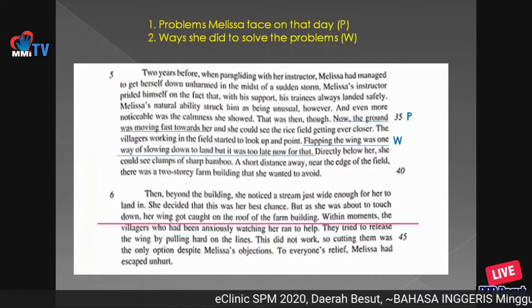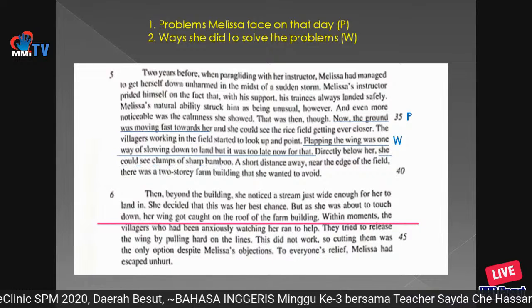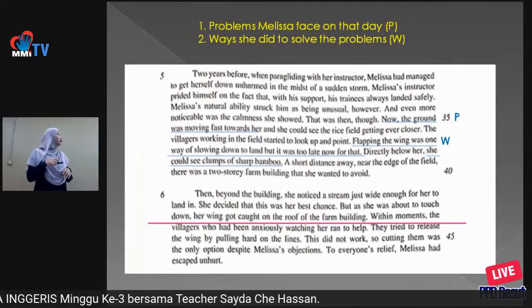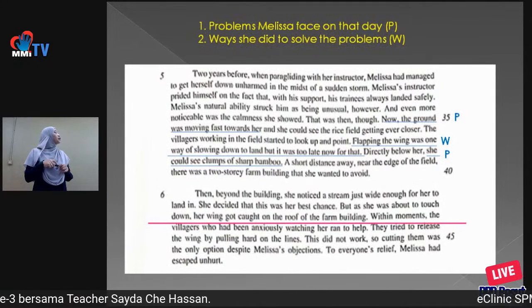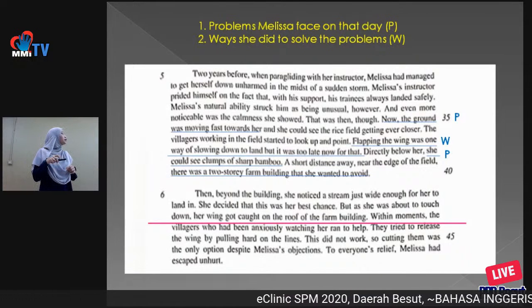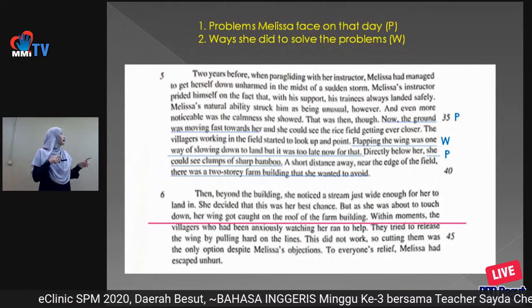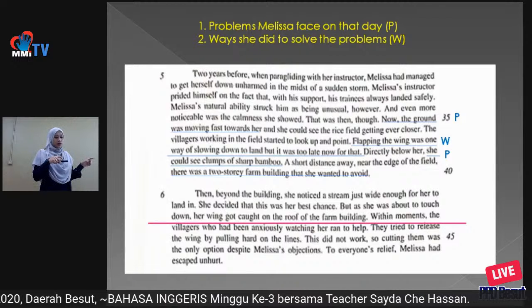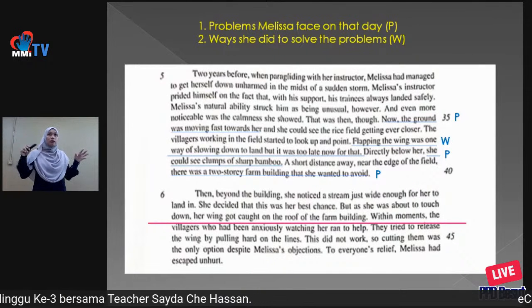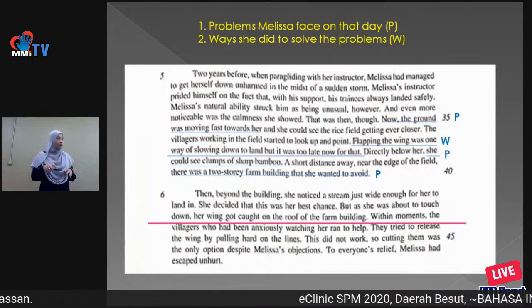Directly below her, she could see clumps of sharp bamboo. Okay, problem again. Nampak pula ada bambu. Bambu ni apa? Buluh. Okay, buluh yang tajam. Kalau jatuh atas tu. A short distance away near the edge of the field, there was a 2-story farm building she wanted to avoid. Okay, and ada bambu. Kat bawah dia nampak ada bambu. And then dekat-dekat situ pun dia nampak ada satu bangunan, yang kalau boleh dia tak naklah mendarat kat situ, but then she is now dia sedang menjunam, so dia nak cari dekat mana should I go to land.